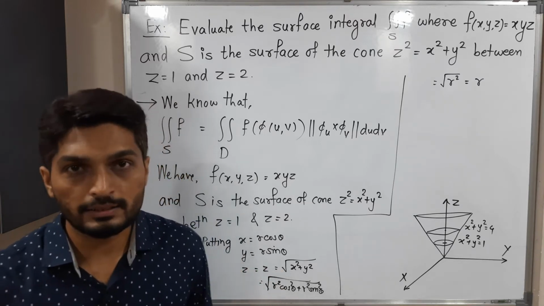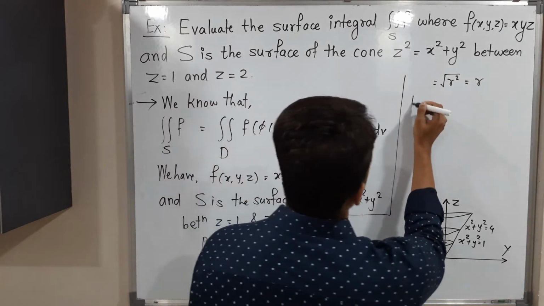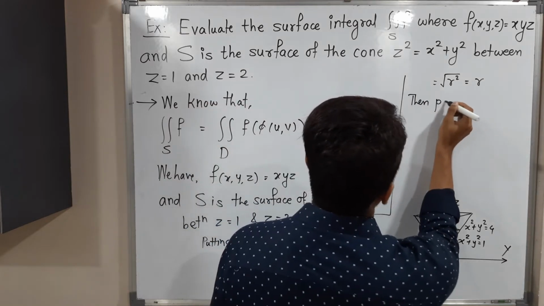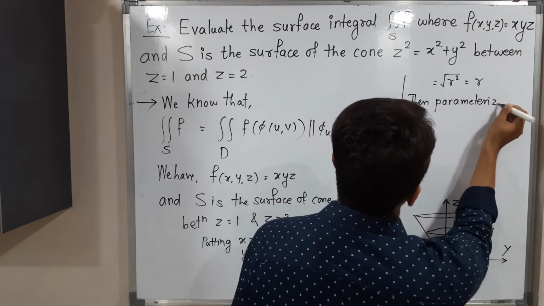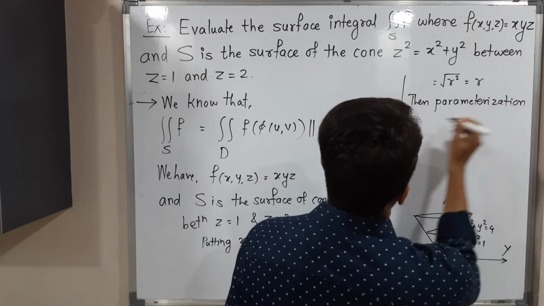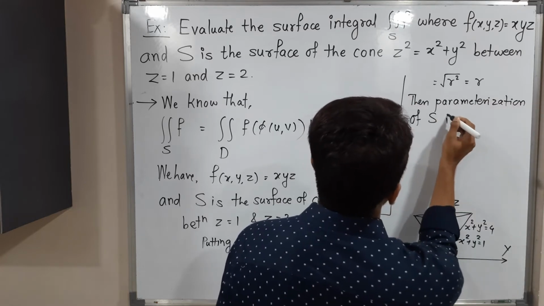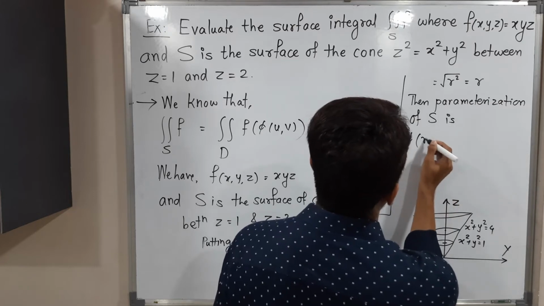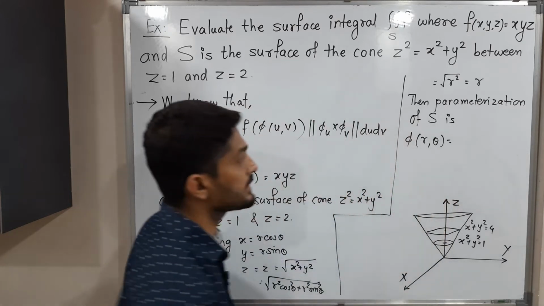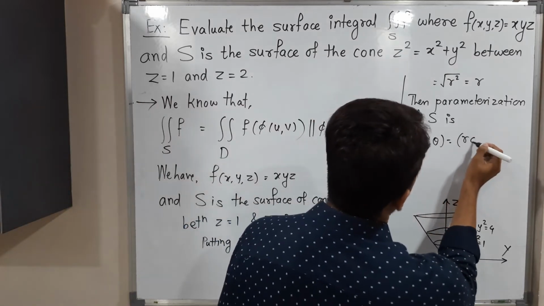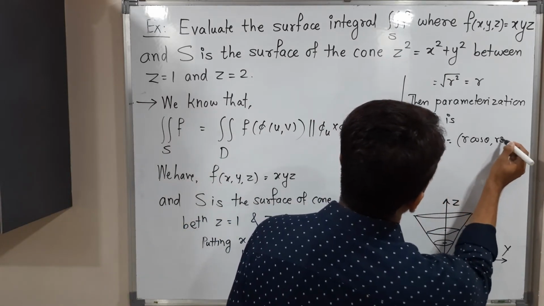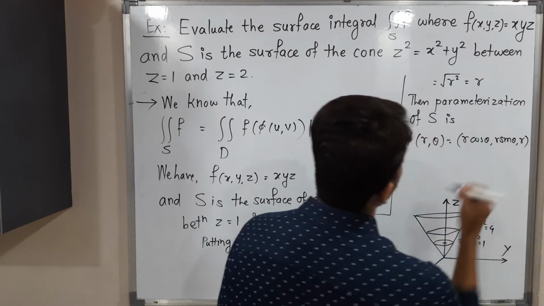So you can consider it as a parameterization. Then parameterization of S is, so it will be phi of r theta. Since we are expressing in terms of r theta, x is r cos theta, right? Y is r sin theta and z is r.